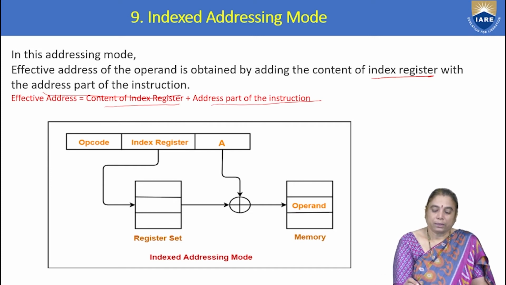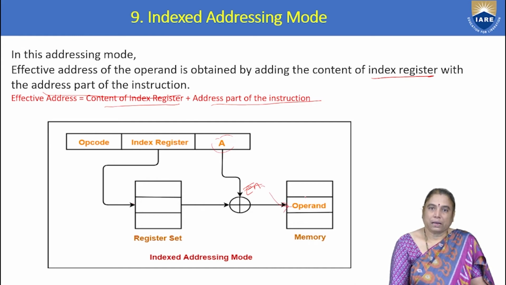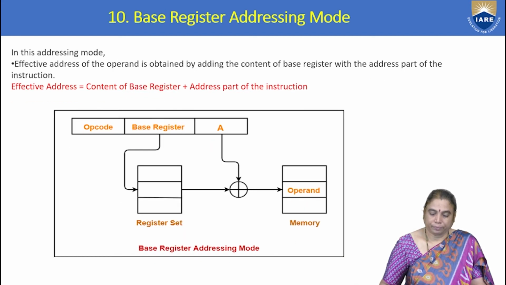So here the index register value is added with the address part of the instruction. What is the sum that is obtained? That is the effective address, and it is used to refer to the operand in memory. So this addressing mechanism is called the indexed addressing mode.